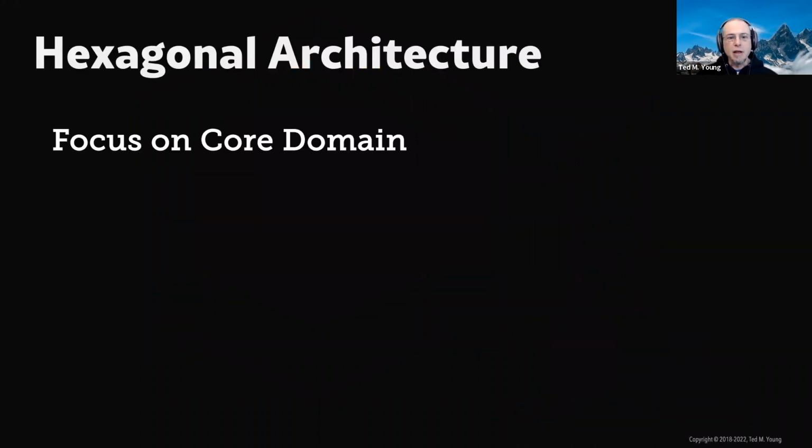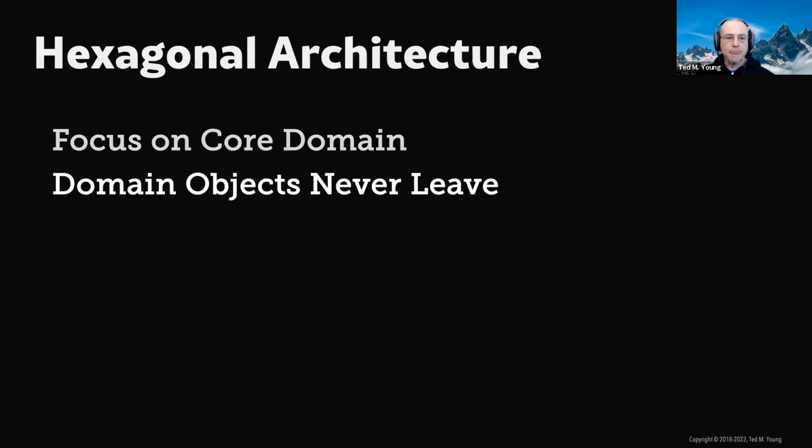So with hexagonal architecture, what I like about it is the focus on the core domain. Domain objects never leave, so we decouple our domain objects, what Eric Evans refers to as an anti-corruption layer. I always think of these as buffers, translation buffers, so that we can make changes in our domain and it doesn't affect anything else unless we want it to. And if somebody else says, hey, I need a different API, we can change that without necessarily forcing us to have to change our domain.